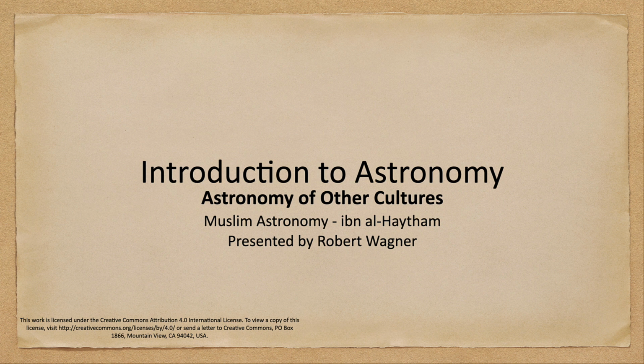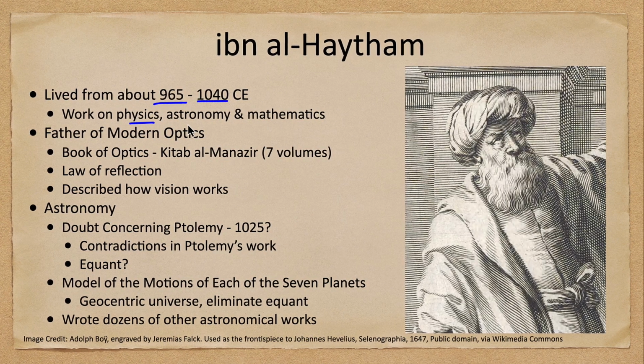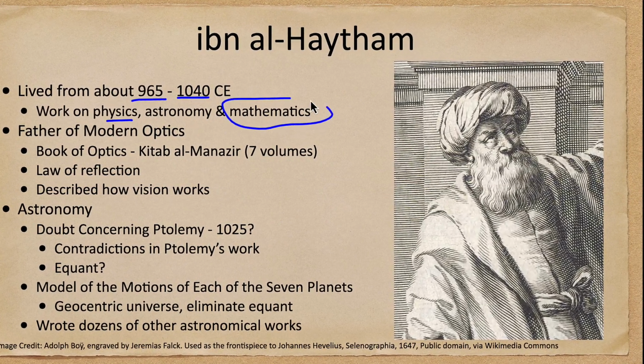In this week's Astronomy of Other Cultures, we are continuing our look at Muslim astronomy, and we'll talk about the astronomer Ibn al-Haytham and look at his contributions to astronomy. So, Ibn al-Haytham, we can see here that he lived from about 965 to 1040 and worked on a number of different things, including physics, astronomy, and mathematics.